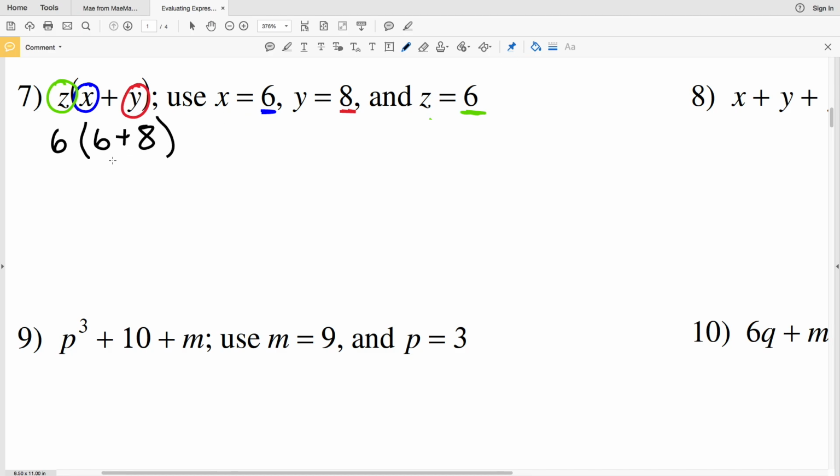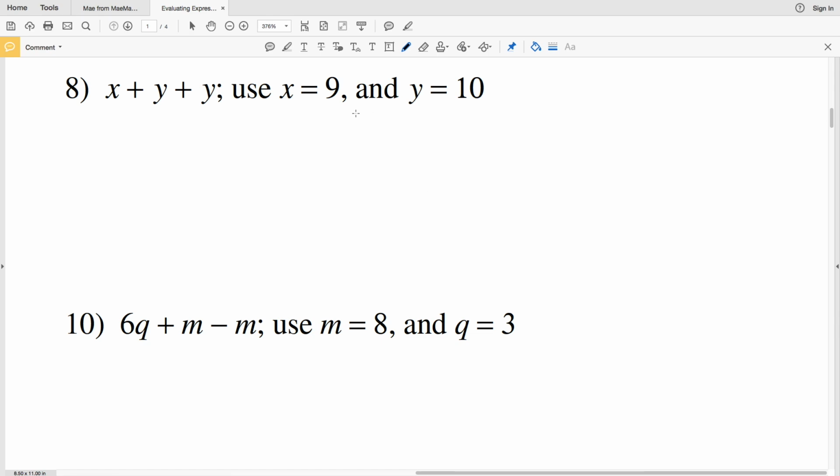We have to evaluate what's in the parentheses first. So it's going to be left with 6 times 6 plus 8, which is 14. 6 times 14, when you do that out, you're going to get 84. So the answer to number 7 is 84.